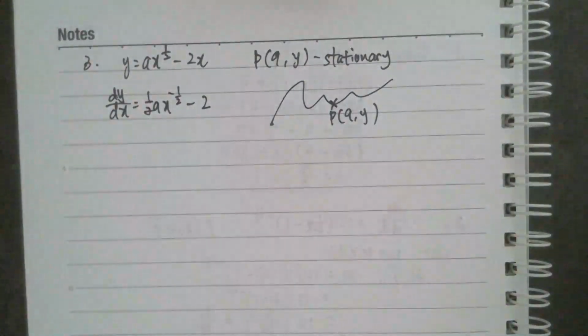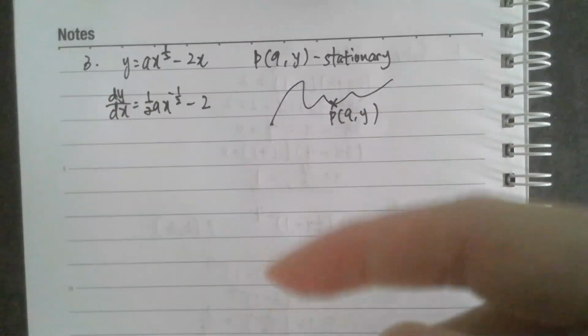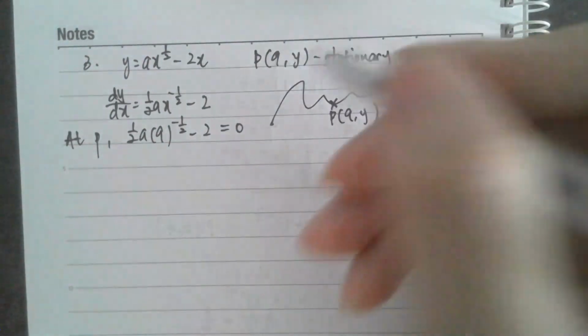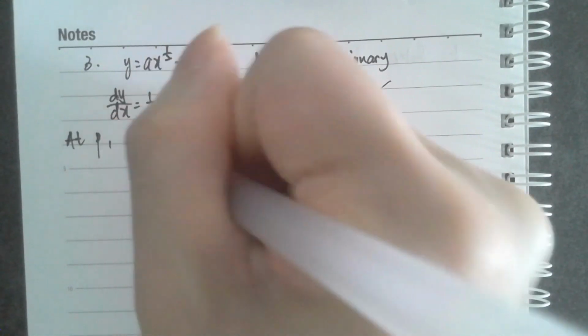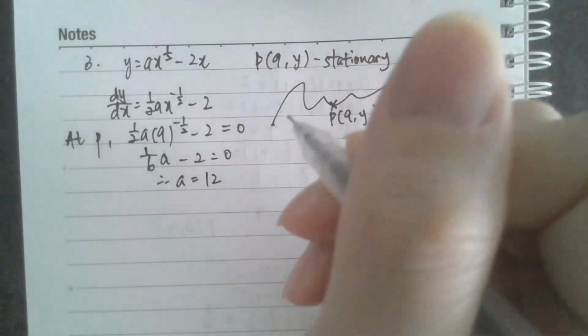So we start differentiating. dy/dx equals half a x to the power of negative half, minus 2. And this must be 0 at this point where x is 9. So we can substitute 9 at P. Half a times 9 to the power of negative half, subtract 2, must equal 0. Solving this, 9 to the power of negative half would be 1/3 using a calculator, or you can simply solve 1 over square root 9, which is 1/3. So a over 6, subtract 2, is 0, therefore a is 12.